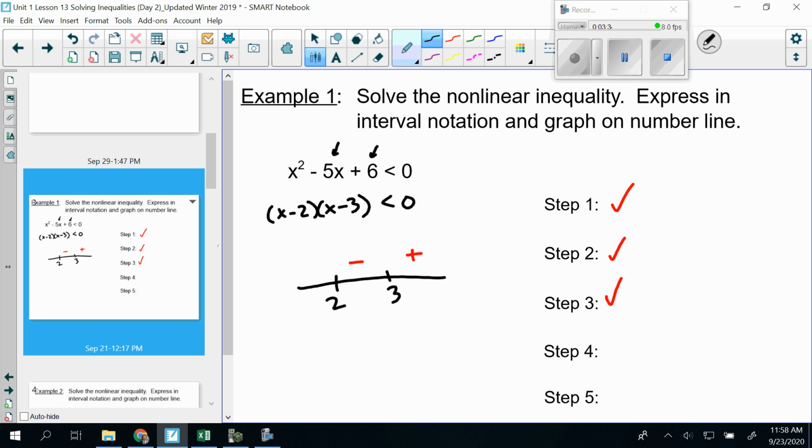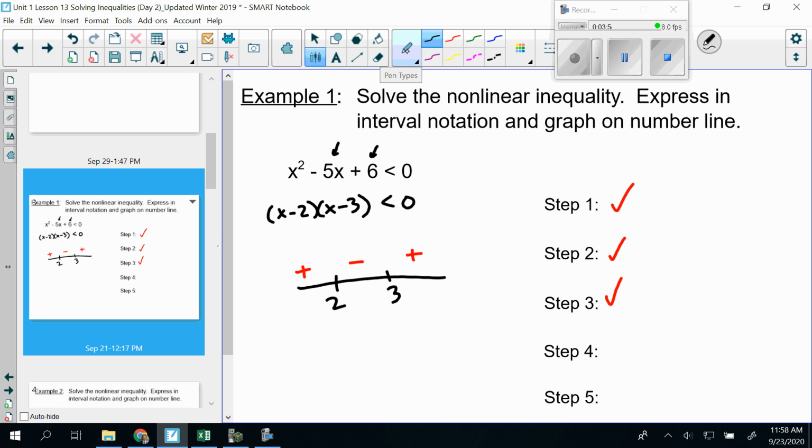Last, let's pick something less than 2. 0 would be easy. 0 minus 2 is going to result in a negative number. 0 minus 3 is going to result in a negative number. What happens when we multiply two negatives? We get a positive. Okay, so now we know where this comes out to be positive and negative.